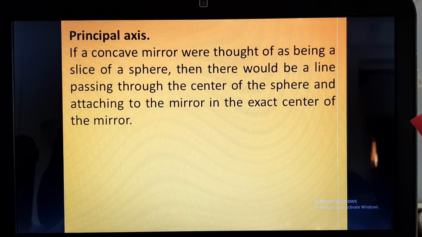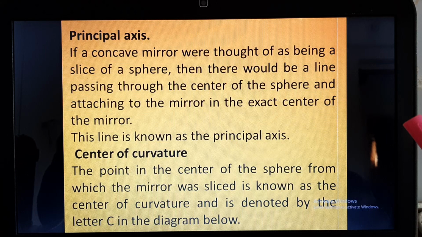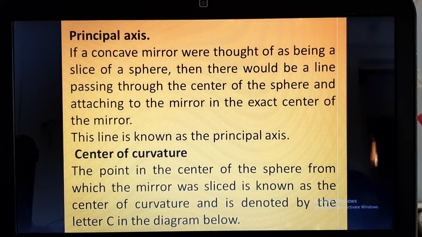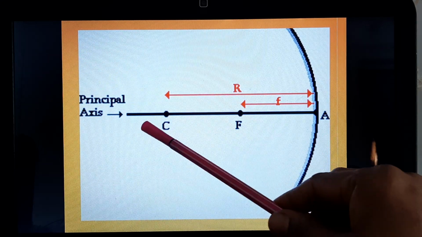So the line which passes through the center of this sphere and intersects the mirror at some point is called the principal axis. Now, the center of curvature is the point in the center of the sphere from which the mirror was sliced. It is denoted by the letter C in the diagram which I am showing you just now, right? So here you can see this is the ray diagram, this is the principal axis.